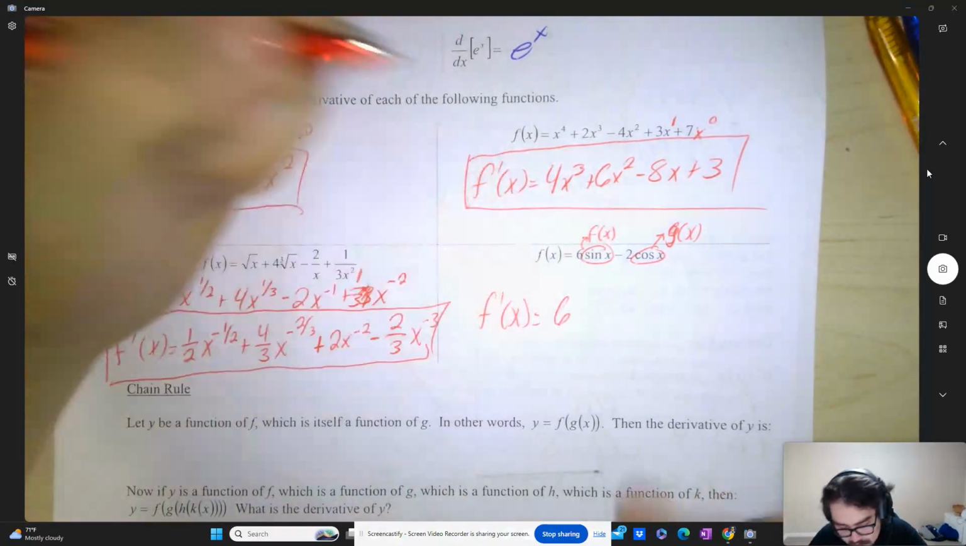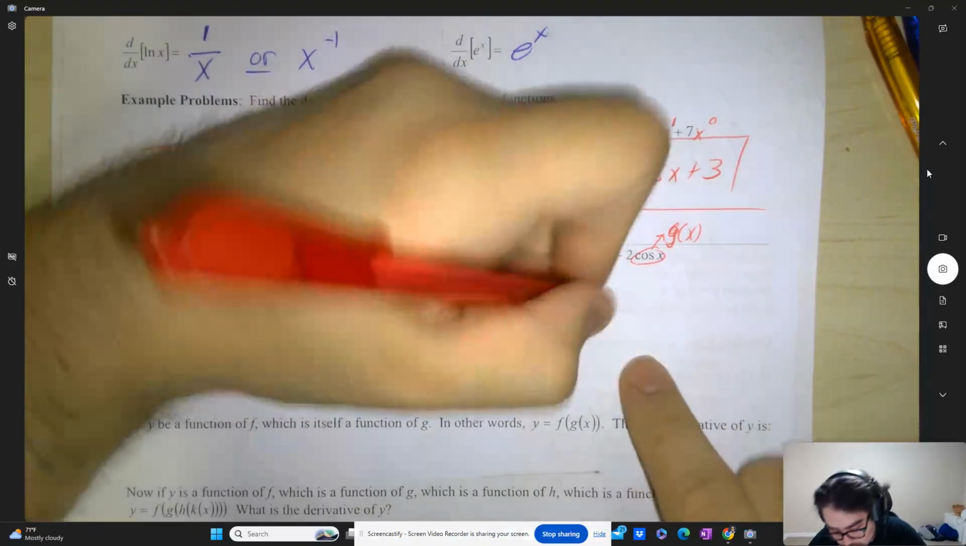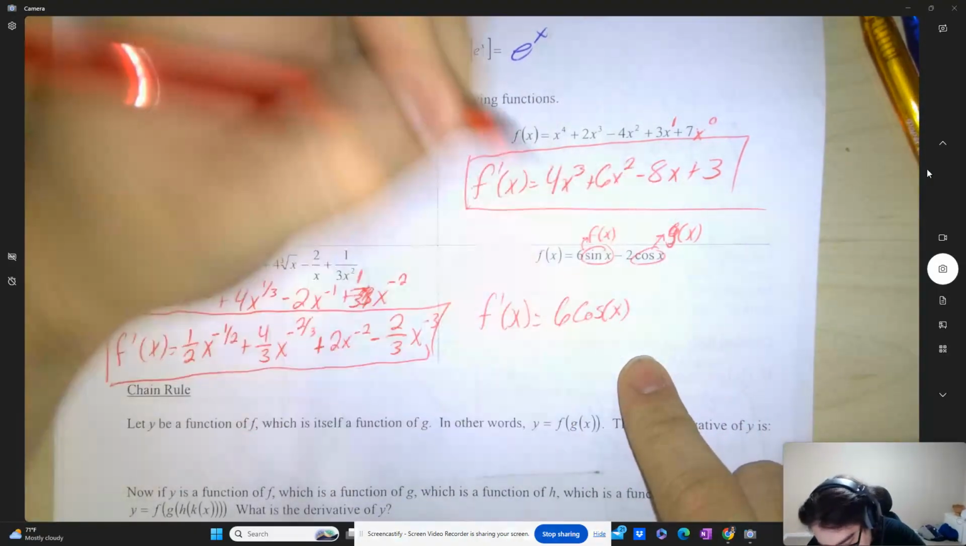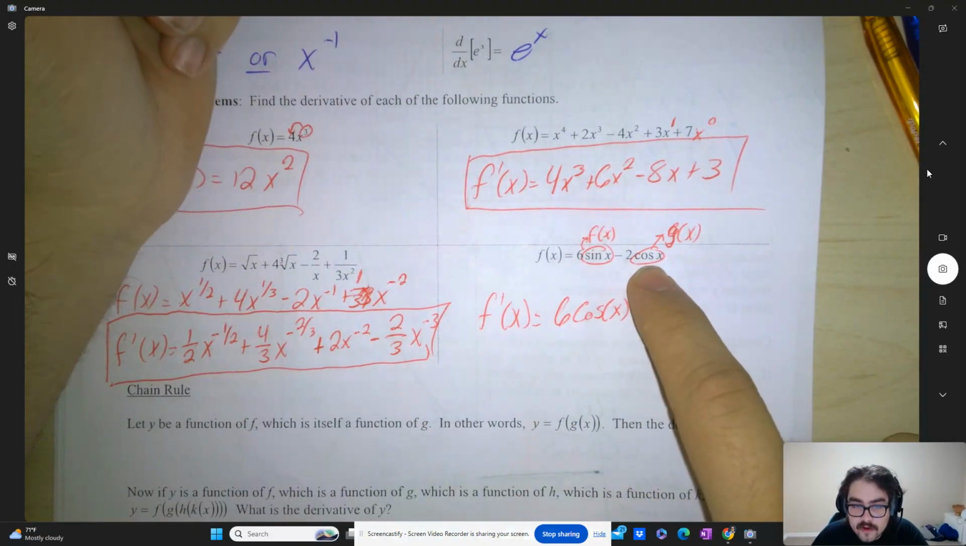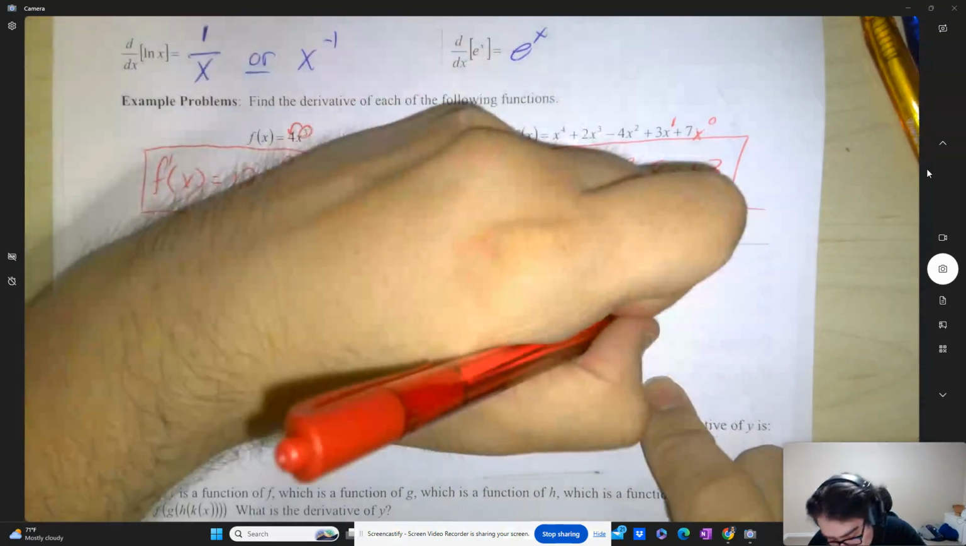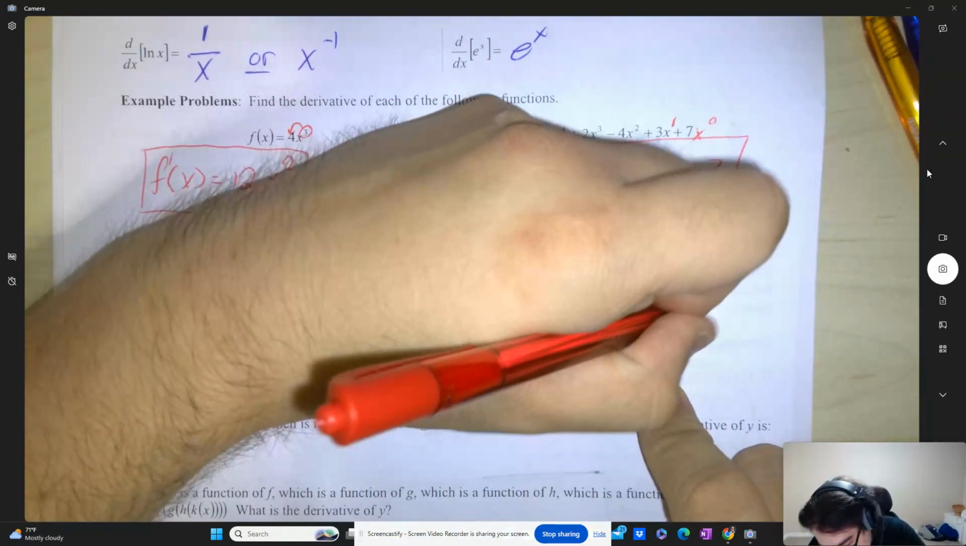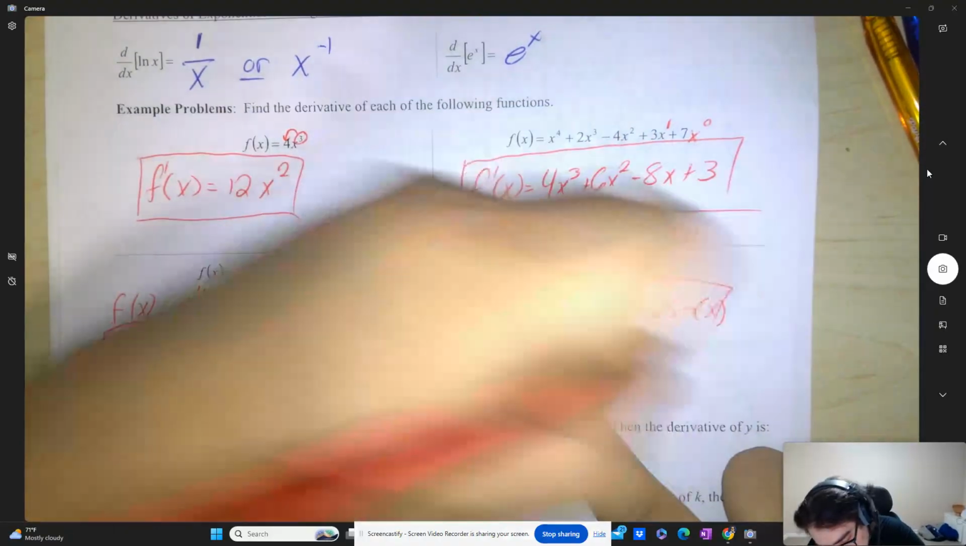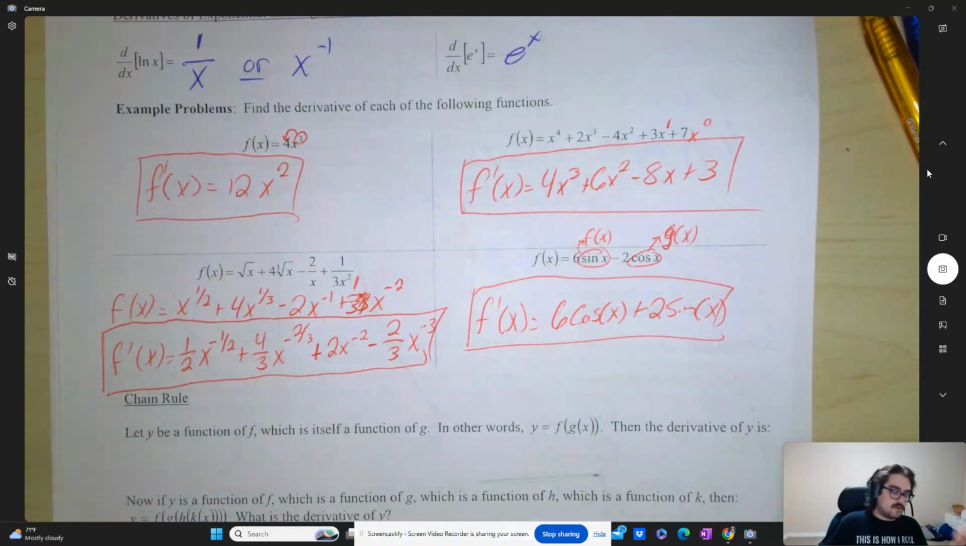It looks crazy, but it's actually not that bad because you would just do 6 times the derivative of sine x, which we got earlier was cosine x. And then the derivative of cosine x is negative sine, so it's actually going to be plus 2 sine of x, okay? See how that works out? Easy derivatives, easy money for you, okay?